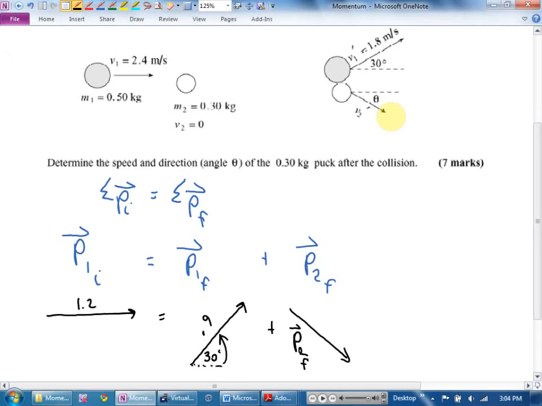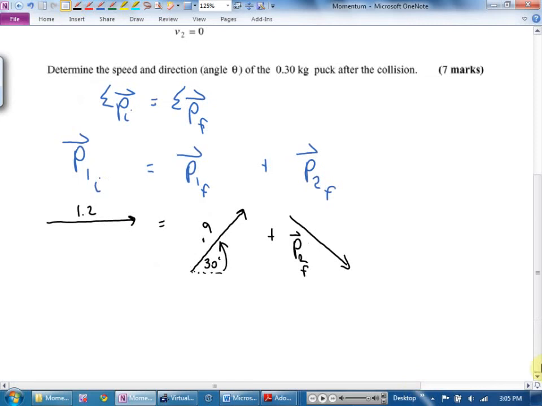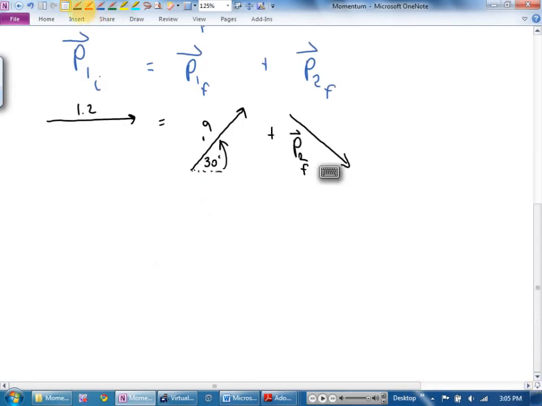How do I add two vectors together? Draw them tip to tail. So I will. Here's the nice thing. When I draw these tip to tail, I know the answer. It's supposed to give me a triangle exactly horizontally. That's how I know how to draw my vector triangle. I know that if I go 0.9 plus mystery final momentum, it has to give me an answer of exactly horizontal 1.2, where this angle here is 30 degrees.